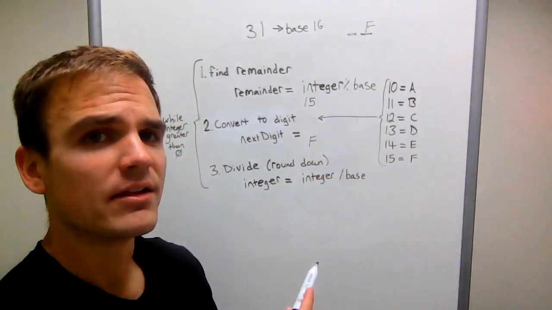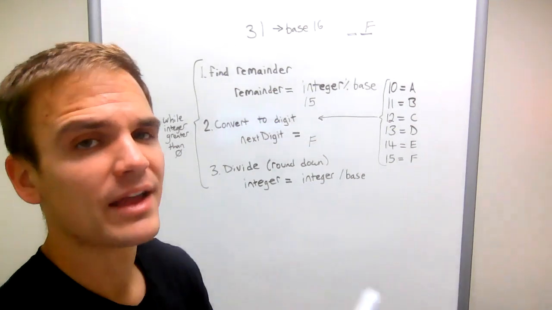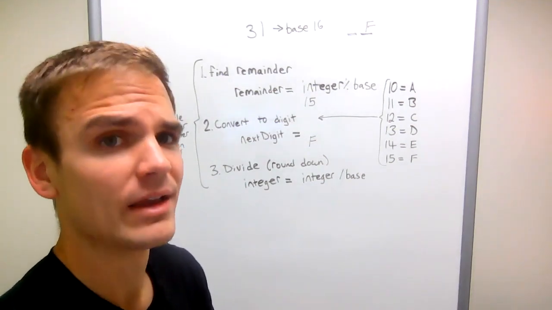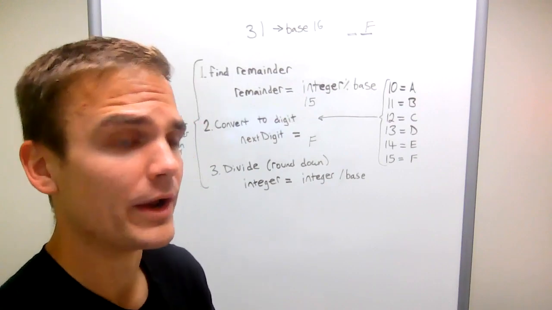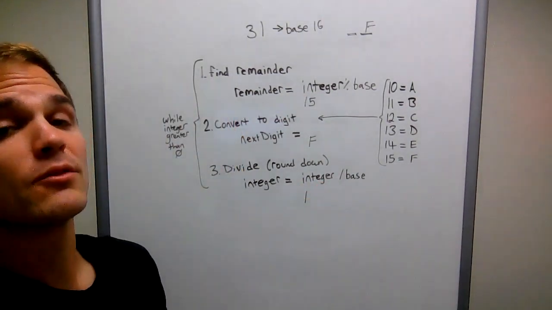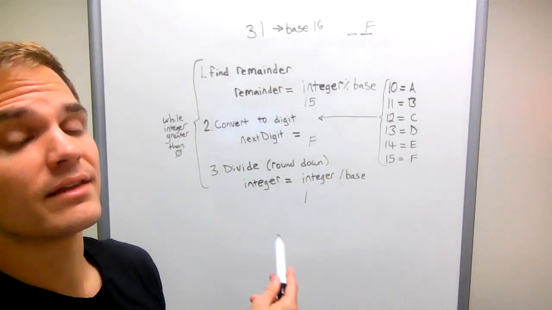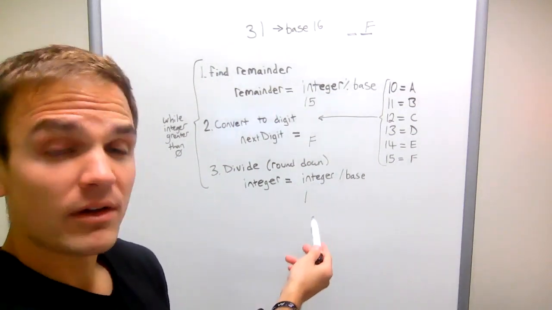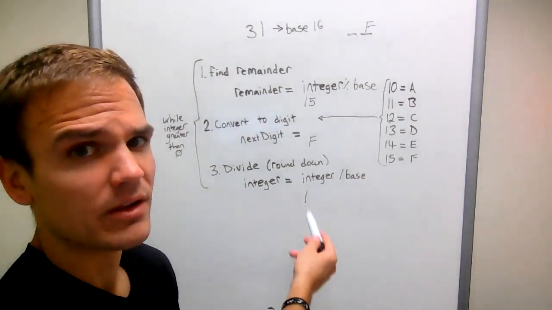Step 3 is to divide the integer by the base. 31 divided by 16 is about 1.9. Round that down to 1. And then repeat this process until the integer is 0. So let's run it again since the integer is 1 right now.